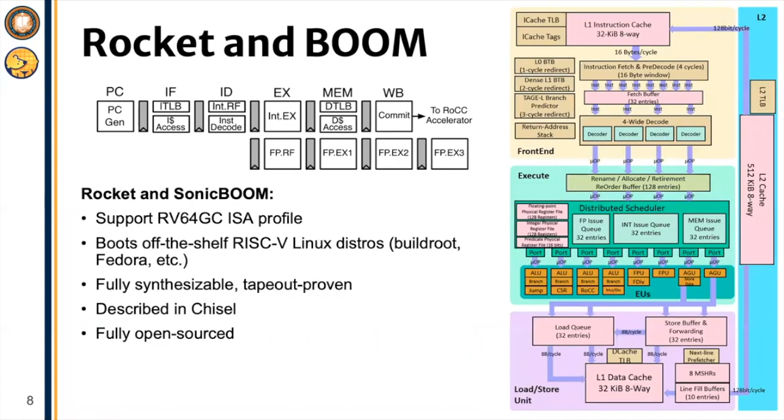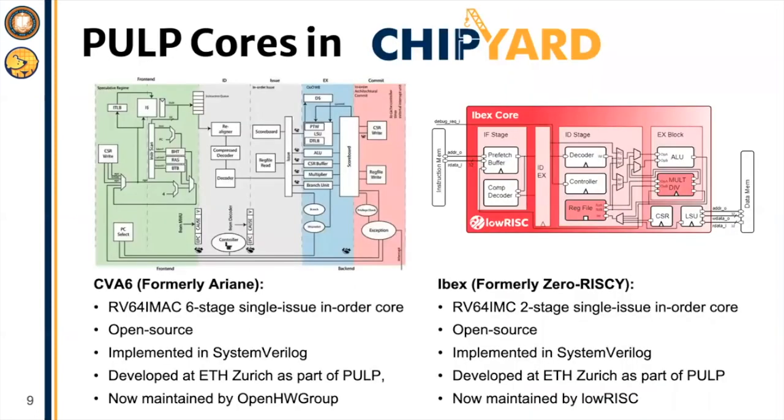Both of these cores support the standard RV64GC RISC-V ISA profile, which means they can boot off-the-shelf RISC-V Linux distributions and run off-the-shelf packaged RISC-V software. This makes it really easy to bring up the software world of some custom workload as well, right? Because you can link against existing libraries and just run your application in a normal standard RISC-V Linux distribution. And both of these cores are fully synthesizable, tape-out proven, and of course, fully open source as well.